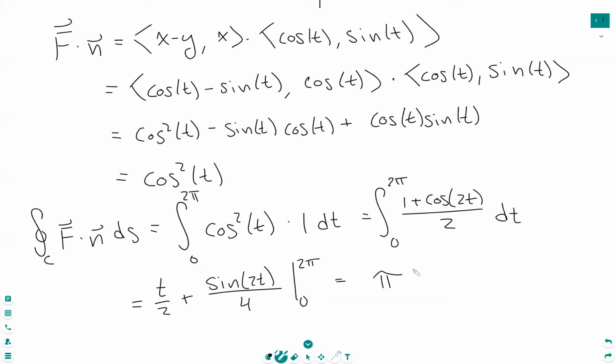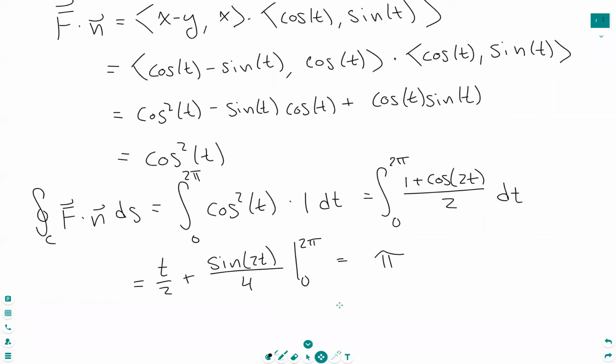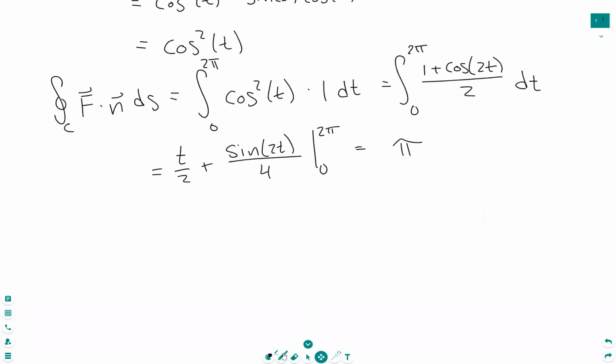Just to reiterate, we're not using Green's theorem to actually do the problem. What we're doing is verifying that it works by calculating the left-hand side and the right-hand side independently. So this was the line integral. We found the flux through this interface, this curve C. But now let's go ahead and do the area integral. Do we still get pi for this?